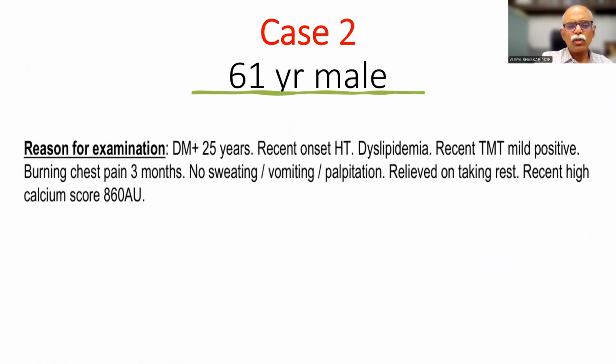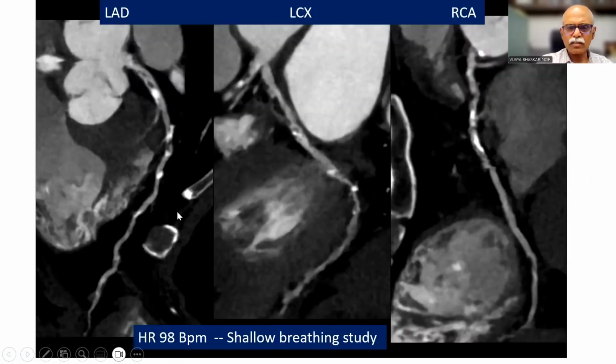Now, case 2, 61-year-old male, diabetes 25 years, recent onset hypertension, dyslipidemia, TMT mild positive, burning chest pain for 3 months, calcium score is 860 Agatston units. When you do a CT angiogram, you can see that there is triple vessel disease. In the mid-LAD, there is a tight lesion. Circumflex has a borderline lesion in the proximal circumflex. In proximal RCA also, there is a moderate stenosis.